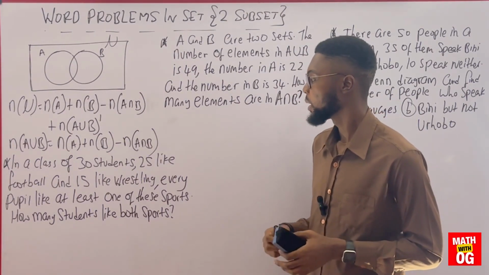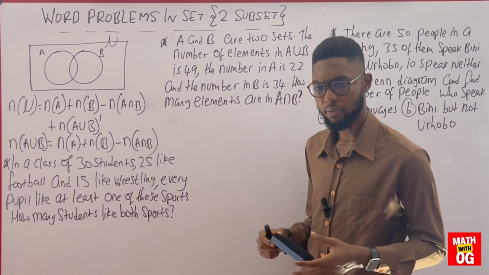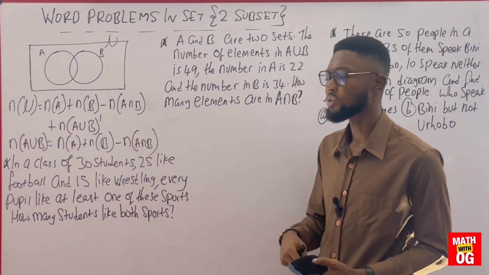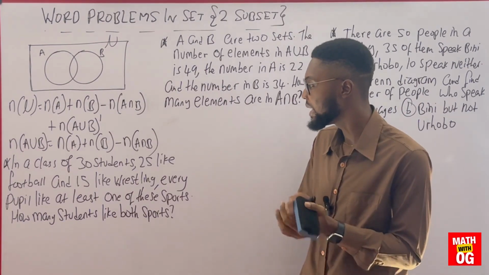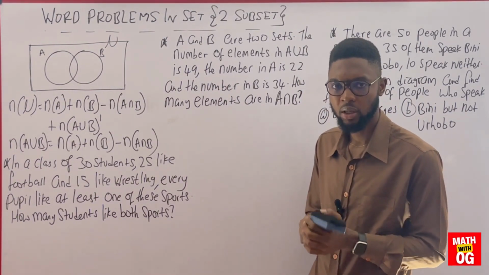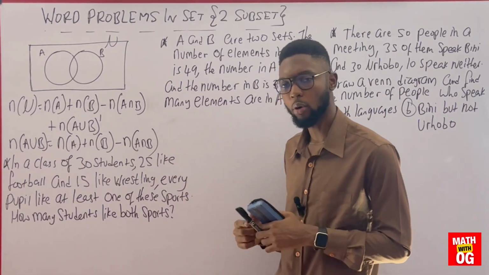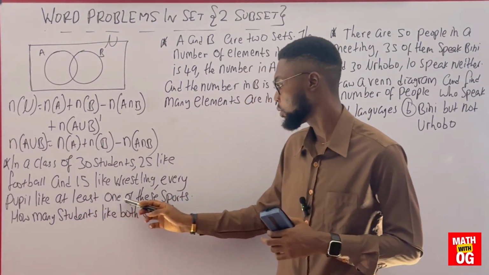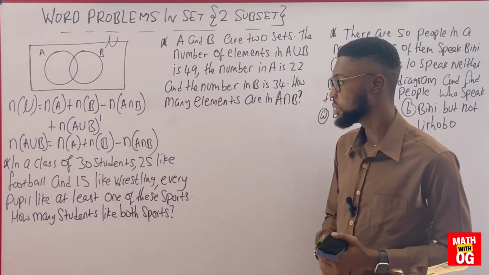First question here. In a class of 30 students, 25 like football and 15 like wrestling. Every pupil likes at least one of these sports. That means the 30 students in that class, all the people there either like wrestling or football or both. That means there's no student in that class that does not like either football or wrestling. So that's what they are saying here. Every person likes at least one of these sports. How many students like both sports?